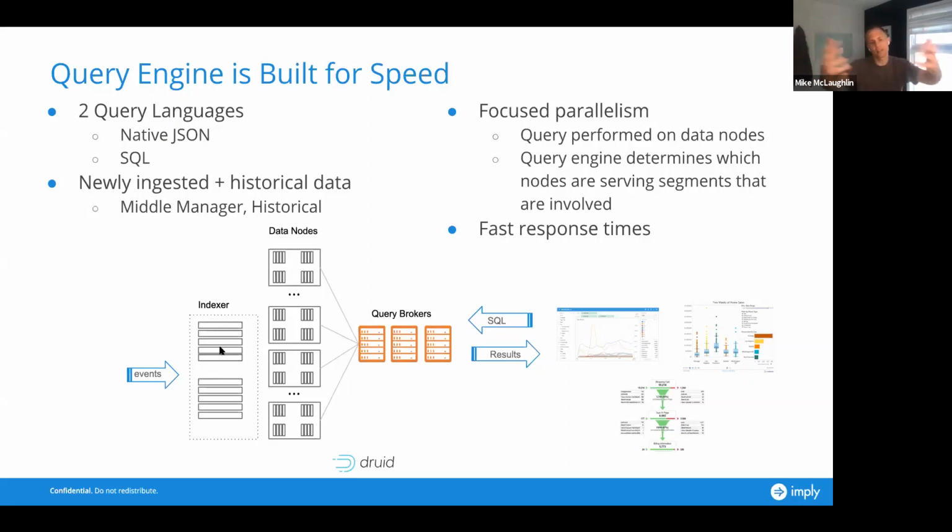So as the data is coming in, and each one of those might have a little bit of that last hour on their node, the query broker will just go to every one of those indexers in parallel and ask it, here's the query I want you to run, give me back the response. If you're looking for the last week, for example, including the last hour, then you're going to go to the indexers, plus you're going to go to the historical nodes, and ask the same question.